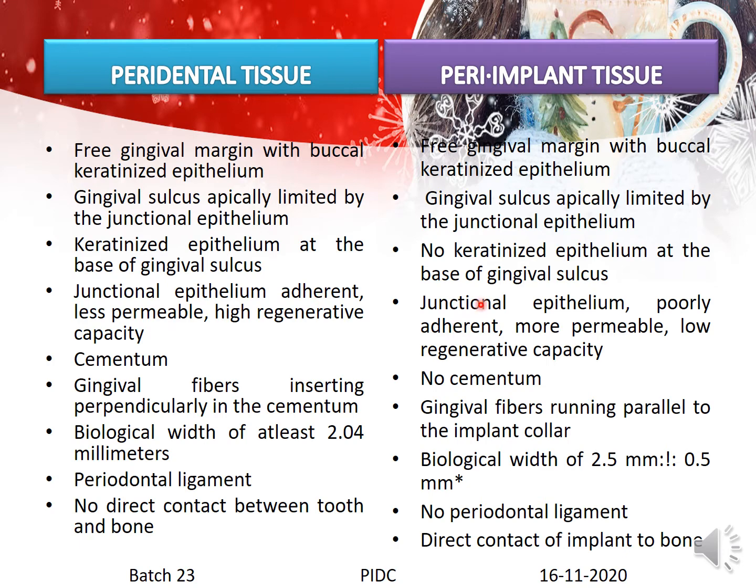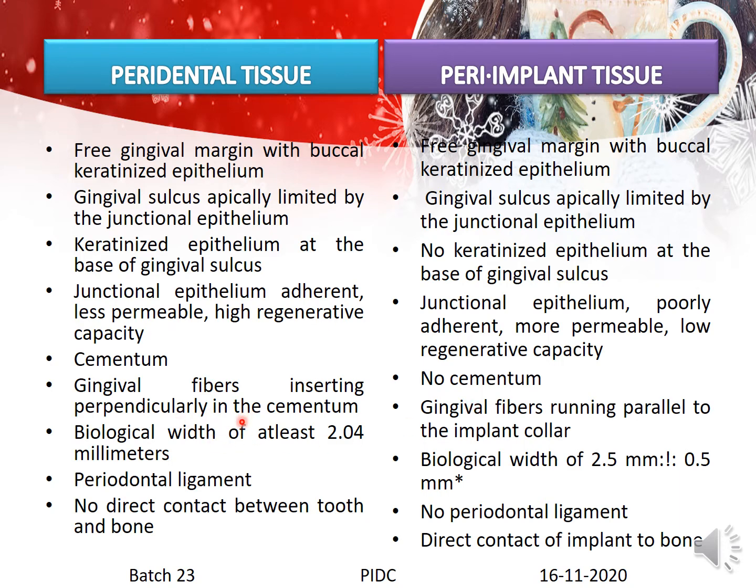Whereas in case of an implant, the junctional epithelium is poorly adherent, more permeable, and of low regenerative capacity, which means that there is more chance that it gets destroyed very soon. So be very careful when you're going to place an implant for a patient. And as I told you already, there is cementum here, there is no cementum here. The gingival fibers are inserted perpendicular to the cementum. These are running parallel to it.